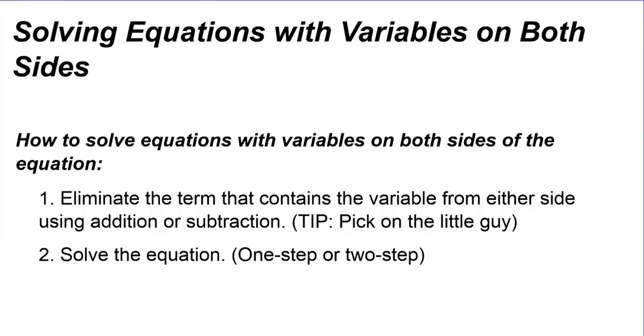Now, I do have a tip here for step one, and that is pick on the little guy. Now, what that means is we're going to try to eliminate the term with the variable that has the smaller coefficient. Now, it doesn't matter which one you eliminate, you'll still be able to solve the equation, but you'll typically end up with an easier equation to solve if you eliminate the term that has the smaller coefficient.